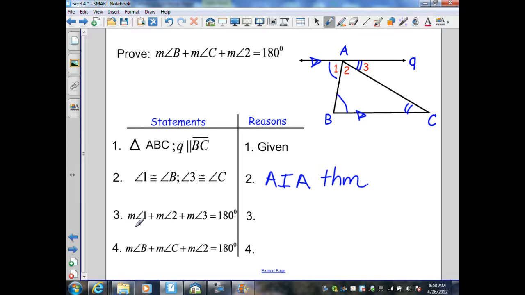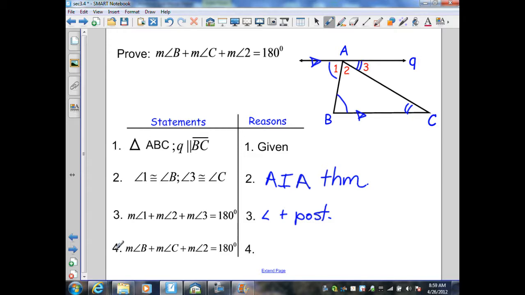So in the same step, I have the AIA theorem. Step 3, the measure of angle 1 plus the measure of angle 2 plus the measure of angle 3 equals 180 degrees. This is the angle addition postulate. The sum of these three angles forms a straight line. Therefore, we know that their sum has to be 180 degrees.